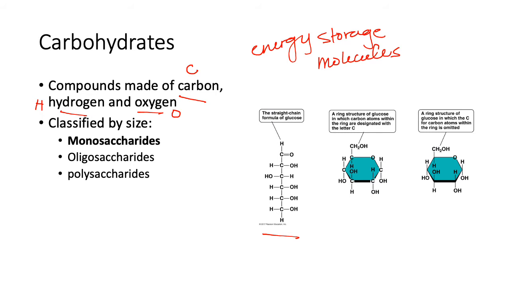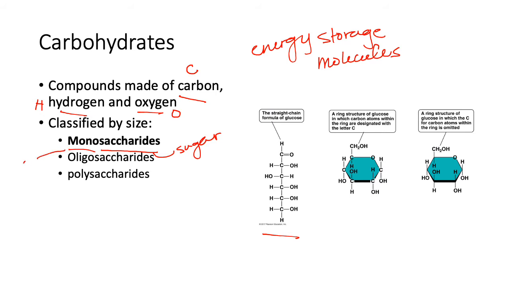Typically, carbohydrates are classified by their size. And there's three kinds of classifications we're going to talk about, which are the monosaccharides, oligosaccharides, and polysaccharides. Saccharide means sugar. So when you see that word, saccharide, think sugar. And then the prefix in front is basically telling you how big that sugar is.